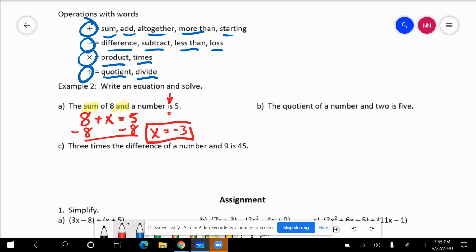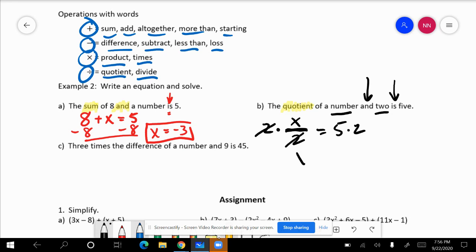Now, if we're looking at the next one, it tells us quotient. So we know we're going to be dividing. In algebra, when we divide, we're going to use the fraction bar. Order matters. So when we look at the order of it, and is comparing the two different things, a number and 2. So we're going to put the number first. We're going to put 2 second. Is, of course, means equals, so it's equal to 5. Now, the opposite of dividing is multiplying. So we multiply each side by 2. The 2's cancel. We isolate the variable, so x is equal to 10.